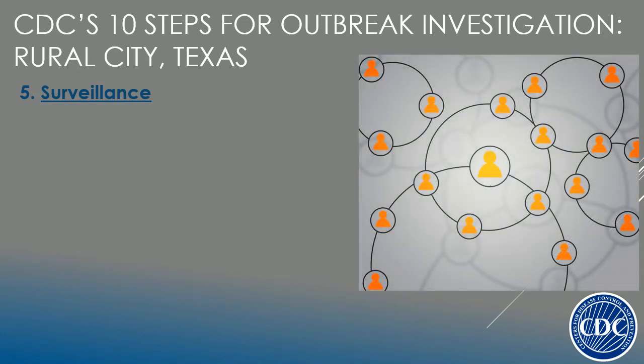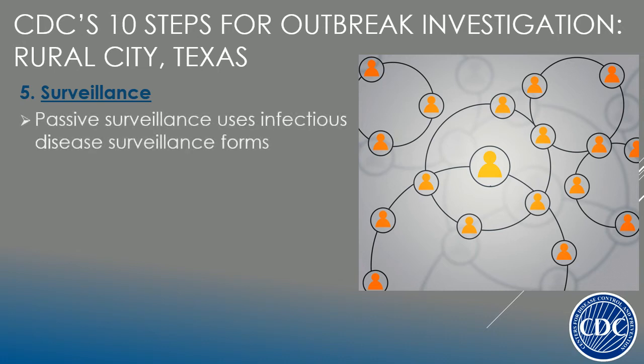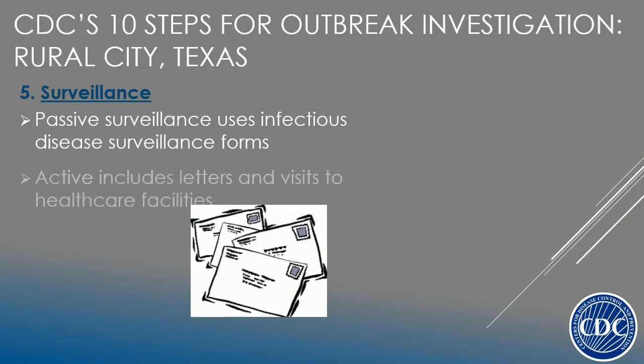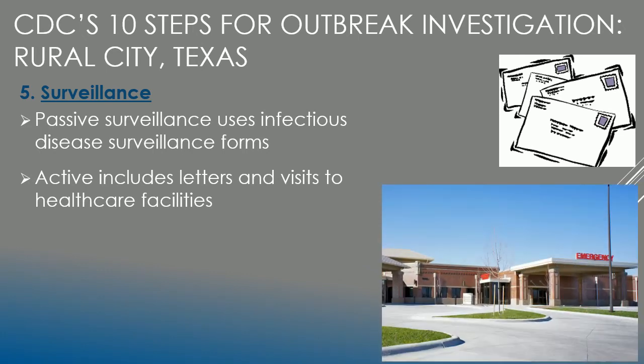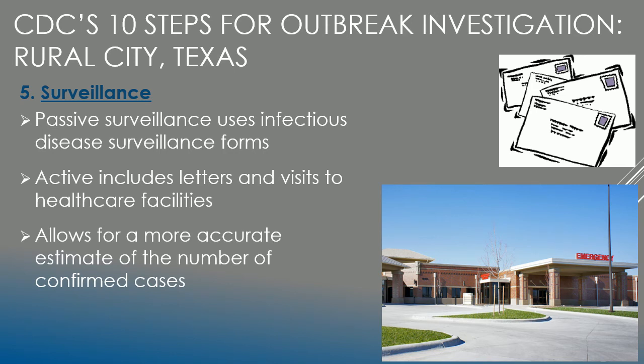Fifth, passive and active surveillance are utilized to determine that each confirmed case is a resident of the neighborhood. Passive surveillance is completed by using infectious disease surveillance forms that are submitted to the CDC. The investigating team is also actively surveying for crypto by sending letters to other residents within the neighborhood and visiting local healthcare facilities to find reports of similar cases that may have been missed. After both active and passive surveillance, the team gives a more accurate estimate of the number of confirmed cases.